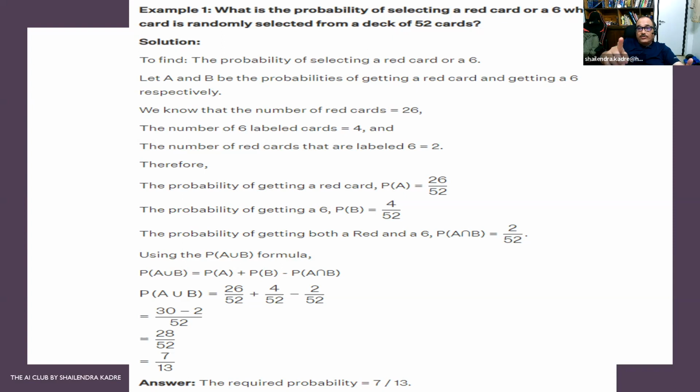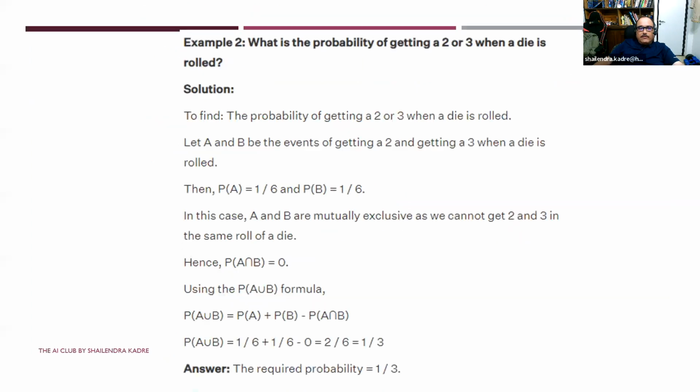But see, when you see "or", it means union. Red card or six: it can be a six of any color, and it can be a red card. So you have to find the union. Union means P(A) plus P(B) minus P(A intersection B), right? Then we go to the next problem.